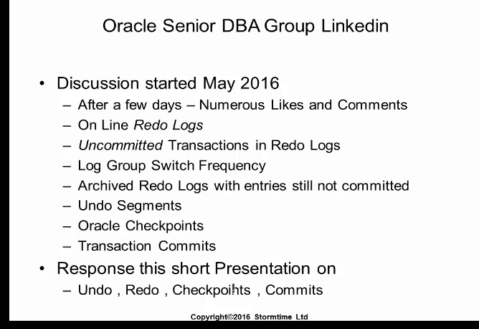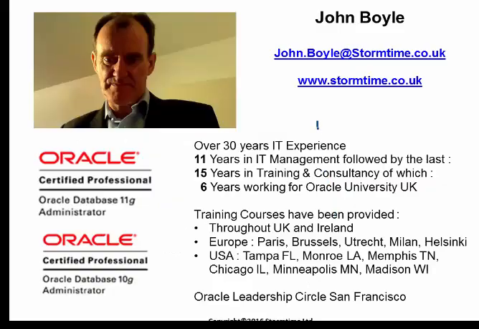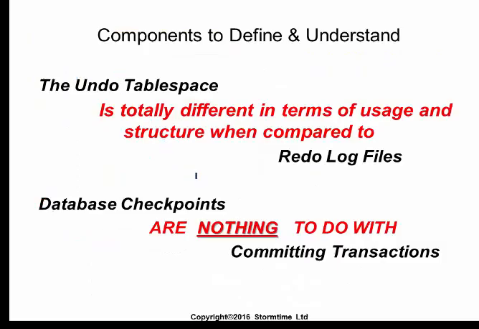So my response to this is just a short presentation on undo, redo, checkpoints and commits. Undo is an undo tablespace, totally different in terms of usage and structure when compared to redo log files. Opposite, because the undo tablespace is basically used for users and transactions. The redo log isn't a tablespace, it's files, and that gives you a bit of a clue. That's internal to Oracle, realistically, and that's used for recovery.